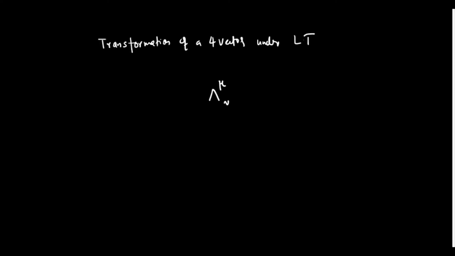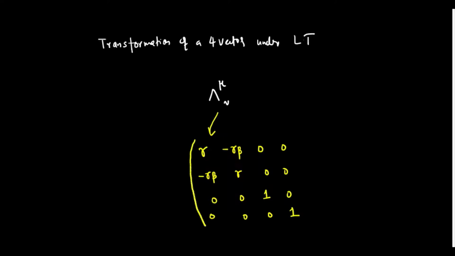This lambda mu nu is given by a matrix that we have discussed, that is gamma, minus gamma beta, 0 and 0, and we have minus gamma beta, gamma, 0, 0, 0, 0, 1, 0, and 0, 0, 0, 1. So this is a transformation matrix. You can set the values of the 0 0 here, 0 1 here, 0 2, 0 3, then 1 0, 1 1, 1 2, 1 3 and so on.